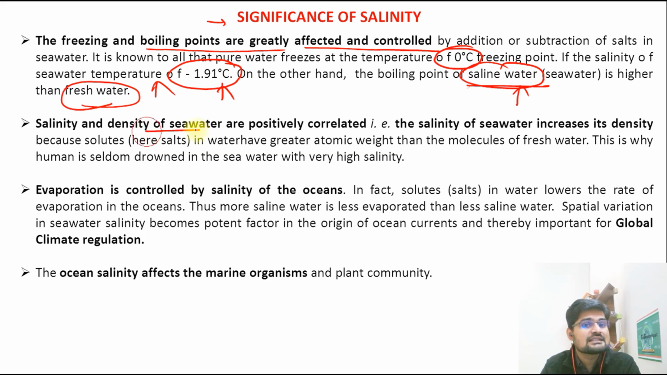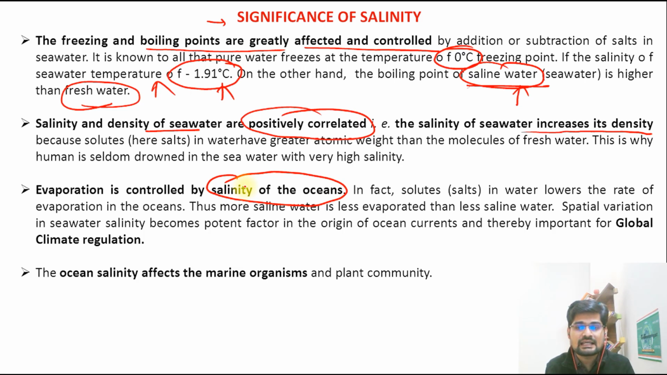Then salinity and density of seawater are positively correlated. In detail, we are going to learn about density in the sessions to come. The salinity of seawater increases its density, as we know. So more salt content, more density. Evaporation is controlled by the salinity of the oceans. Remember, if it is more saline, it will be less evaporative in nature. It is more concentrated. If solutes or salts are there in the water, evaporation rates are lower. That is important to remember.